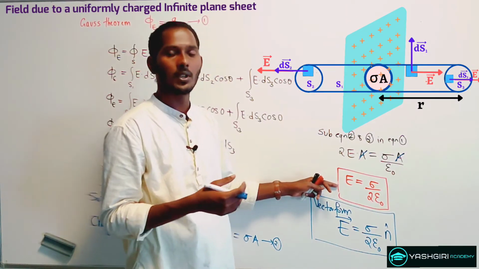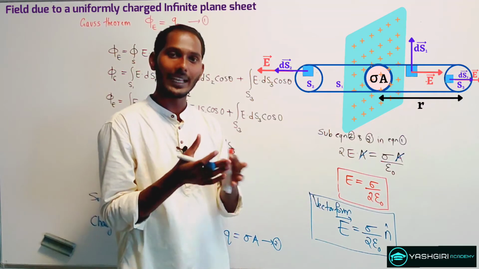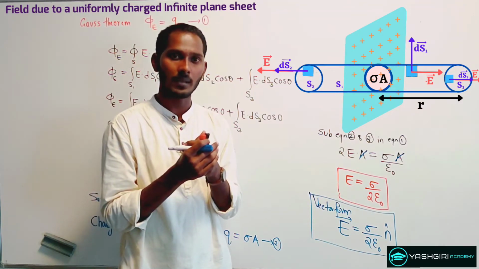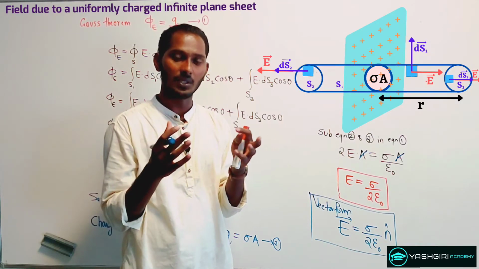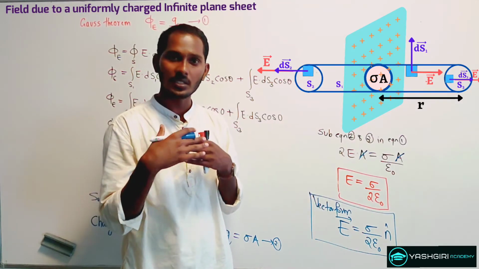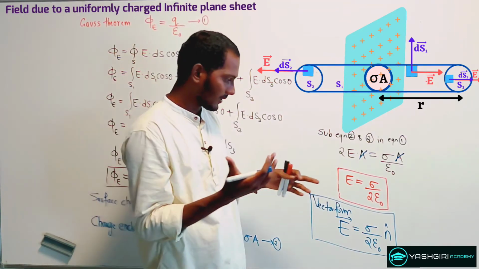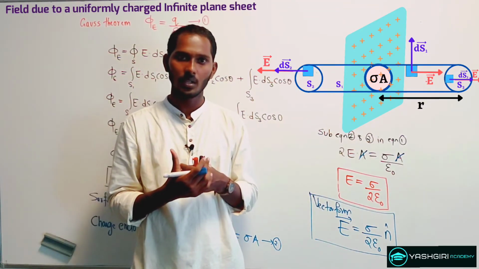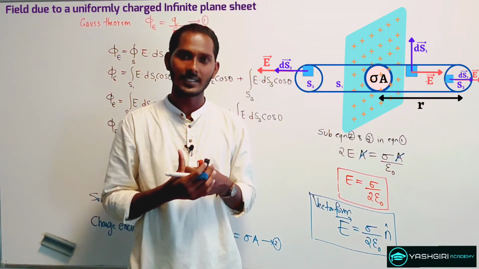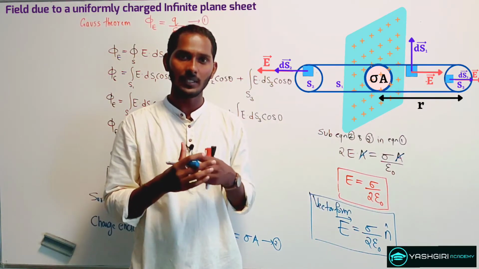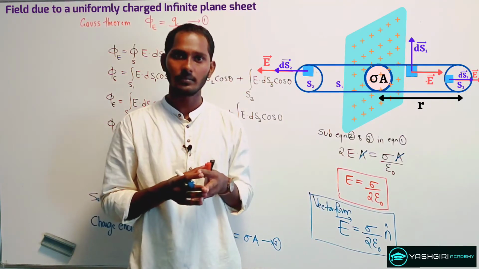And the same expression I can also use to calculate the electric field at the central portion of some finite large planar sheet, wherein I can just ignore the edge effect of that plane sheet. So that is the expression I can make use of. So now let's see another case when you have a thin uniformly charged spherical shell.